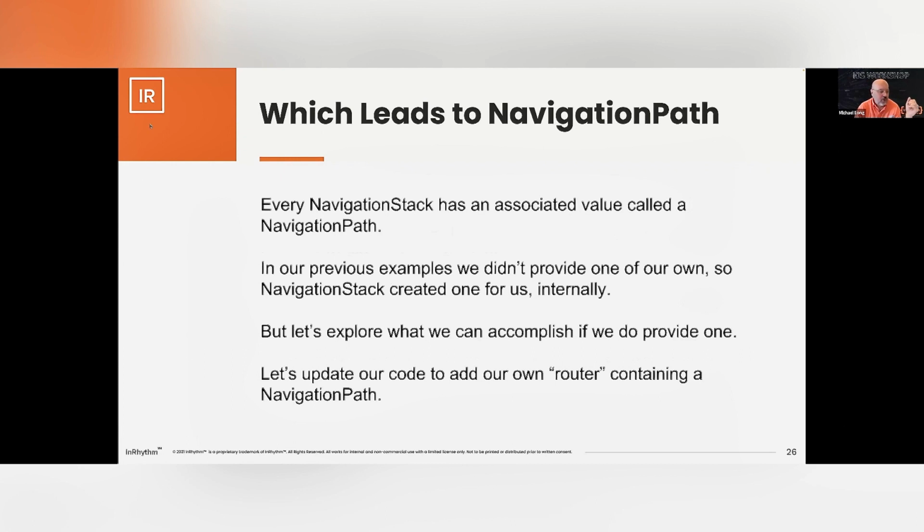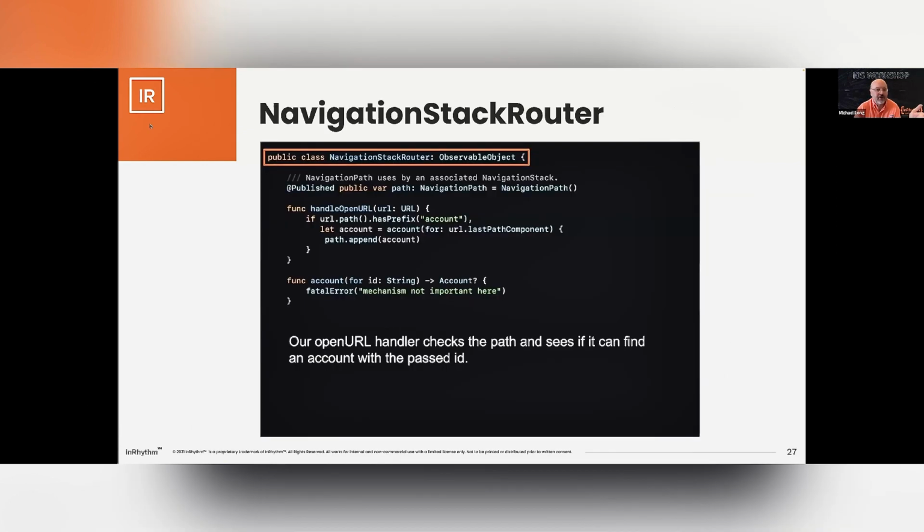So how does that work? How does that help us? Every navigation stack has an associated value called a navigation path. And that's basically just an array of all the places that we're visiting in our navigation tree. So in the previous example that I showed, we didn't provide one of our own, so navigation stack created one for us internally. But if we provide our own, then we can get some nice benefits going on here.